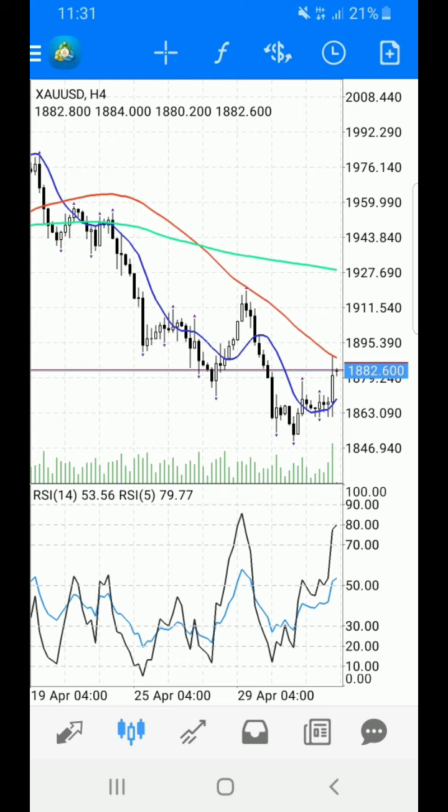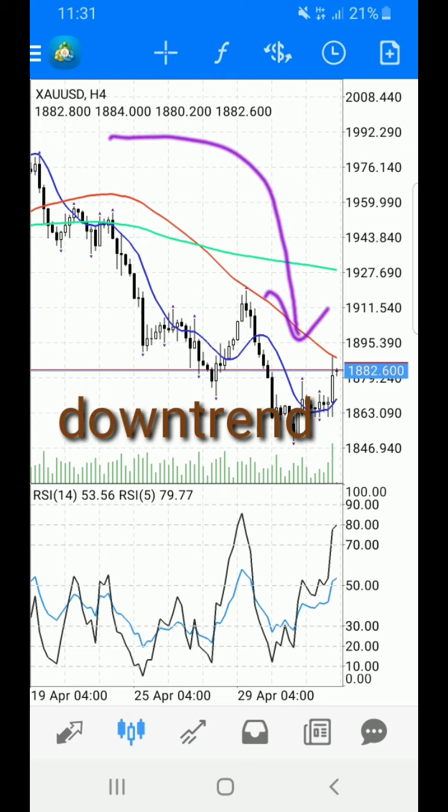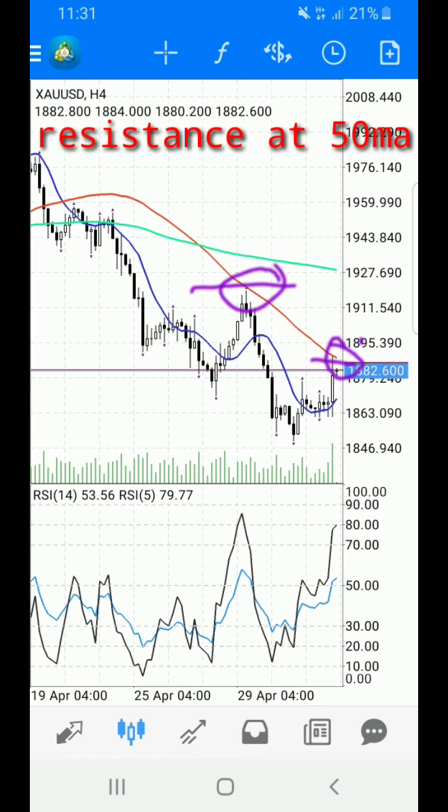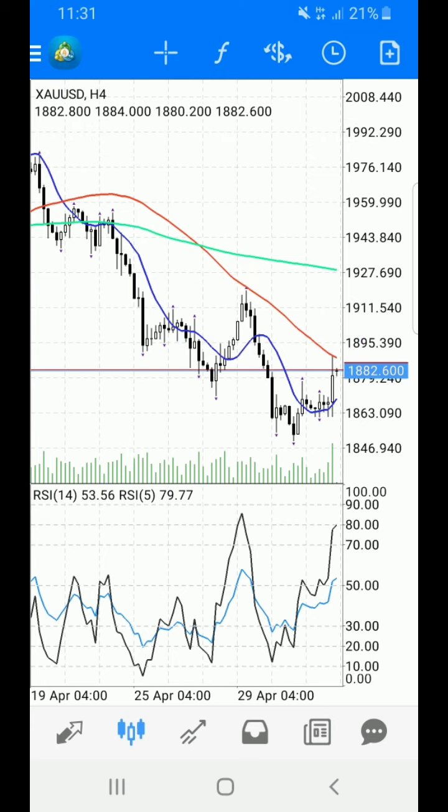In this case, the market is in a downtrend just by looking at the downward sloping lines on our H4 chart, precisely finding resistance under the 50 moving average, which is red. This 50 moving average is also under the 200 moving average in sky blue. This is a double confirmation that the market is in a downtrend.